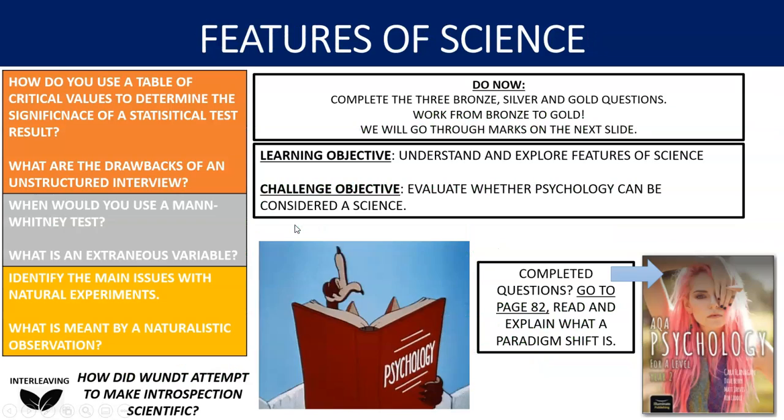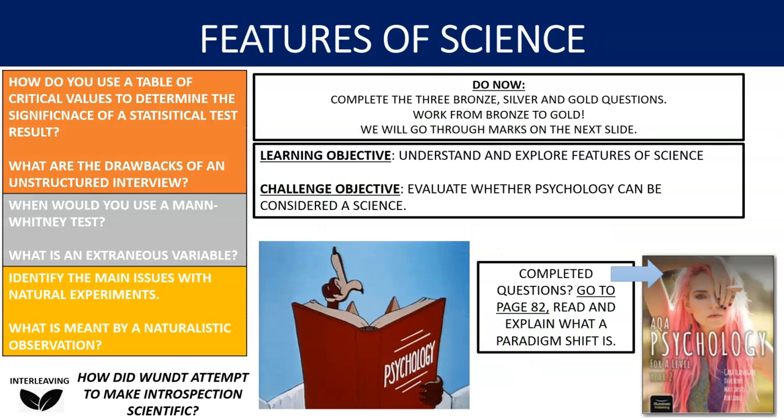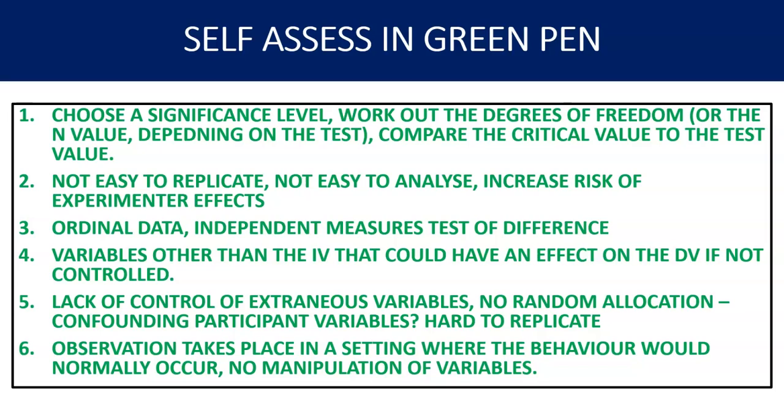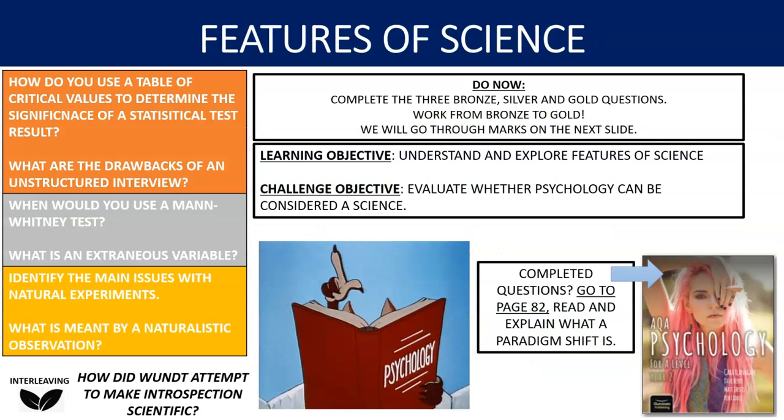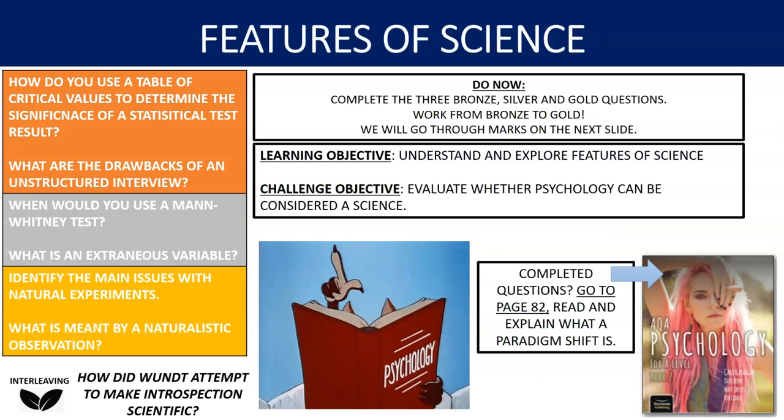So the first question is, how do you use a table of critical values? Here you choose a significance level, work out the degrees of freedom, and compare the critical value to the test value. Question: what are the drawbacks of an unstructured interview? Not easy to replicate, not easy to analyze, and increased risk of experimental effects. When would you use Mann-Whitney? Ordinal data, independent measures, and it's a test of difference.